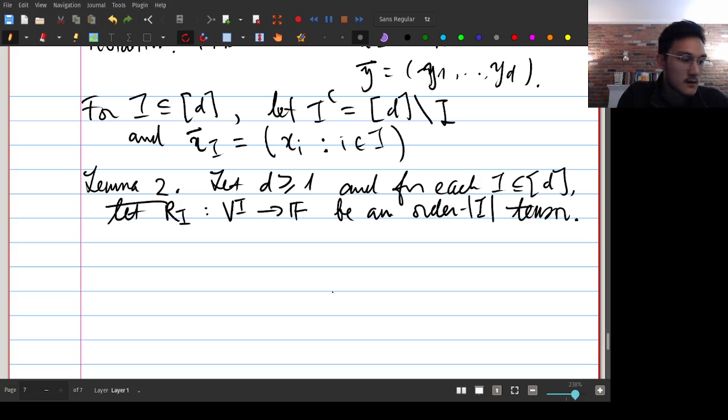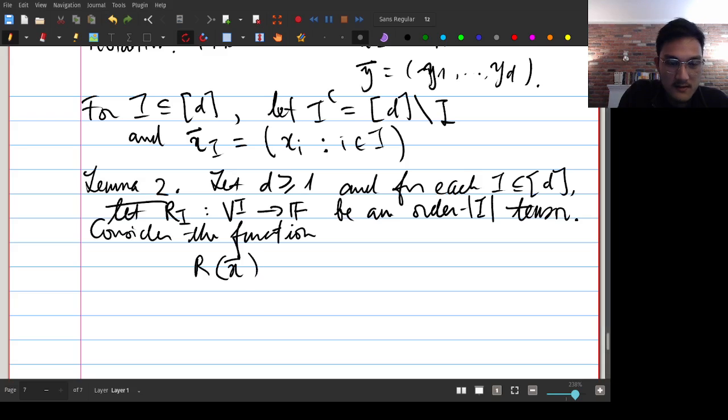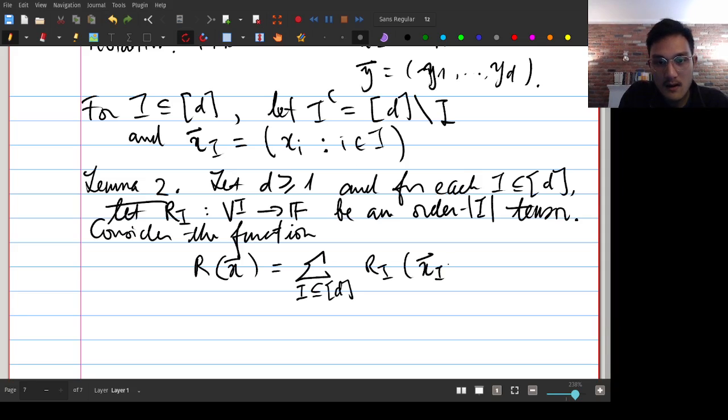Okay, now consider the function R, on a vector x, defined in terms of these R_I's. It's the sum over all I subset of d of R_I applied to x_I, which is defined up here, because R_I needs a vector that takes in size of I elements, indexed by I. So that's what we need.